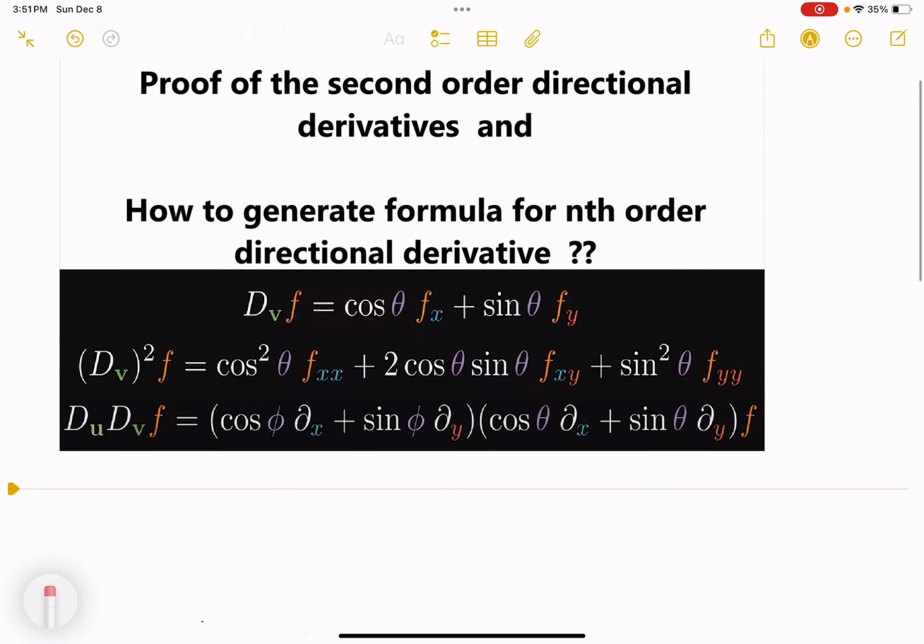Okay, so how do we generate formulas for nth order directional derivatives? Basically, we will do the second order directional derivatives, and later on we'll also go to the nth order directional derivatives, and we'll try to see how we can generalize the formulas.